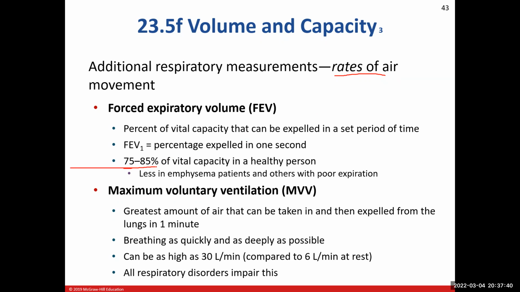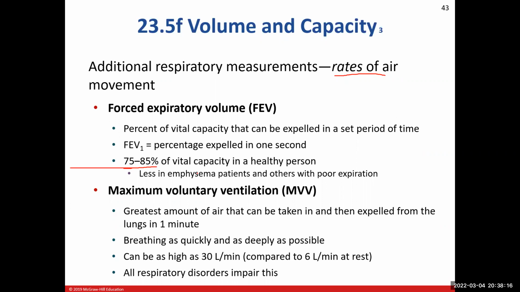of their vital capacity. But those of us, myself, an asthmatic, emphysemic patients, someone with pulmonary fibrosis, their forced expiratory volume will be decreased, because they can't blow out as hard, because their lungs are lacking in that elasticity. Okay, and then the last one is the maximum voluntary ventilation, also known as MVV.